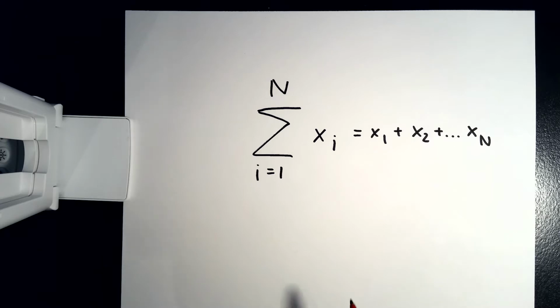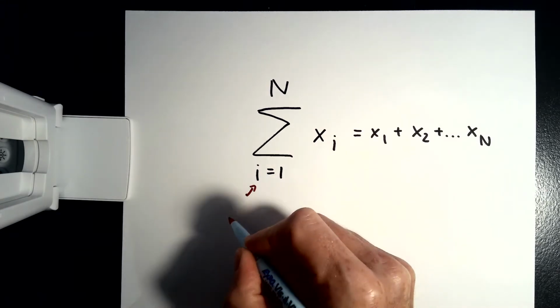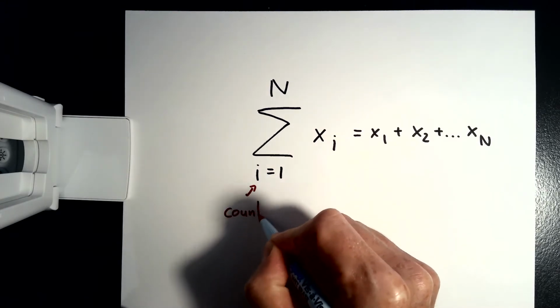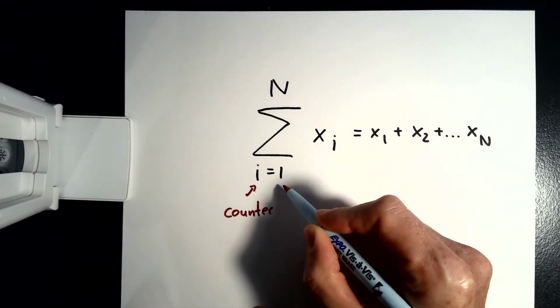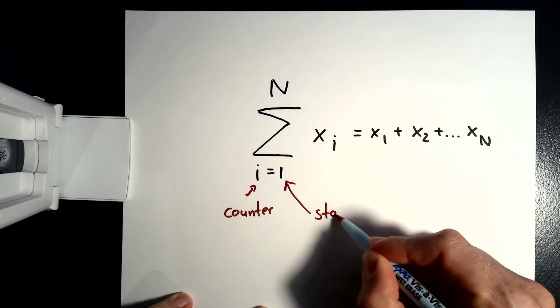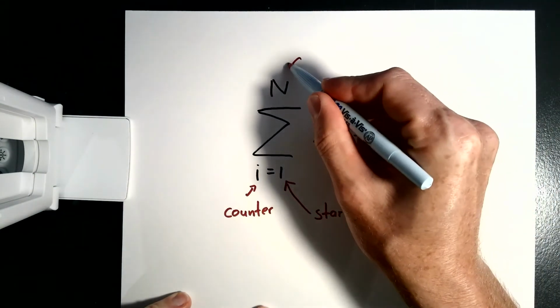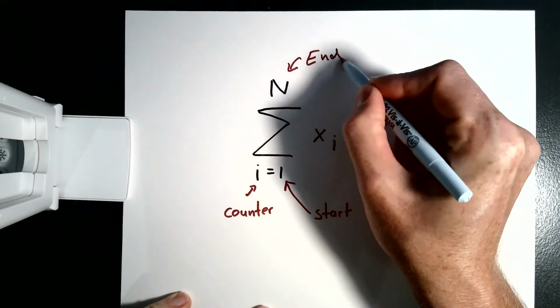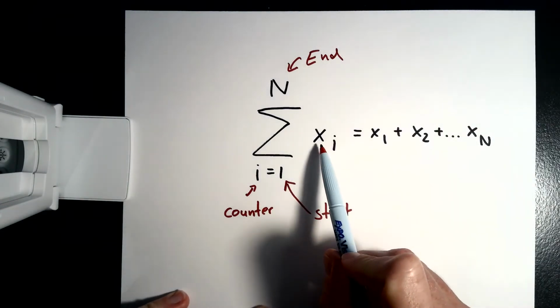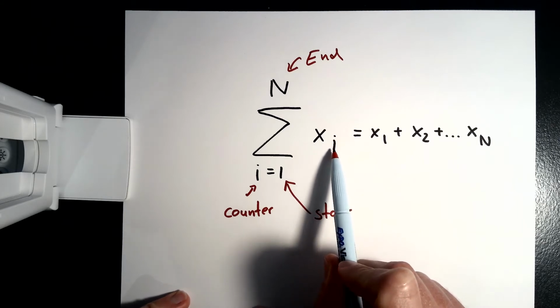Okay, let us look at the summation operator. The summation operator is the large sigma sign, which is the Greek letter sigma, and we have a counter, which is the i. The 1 represents the starting value, and n represents the ending value. And xi represents the terms that we are going to sum up, and i is the counter.